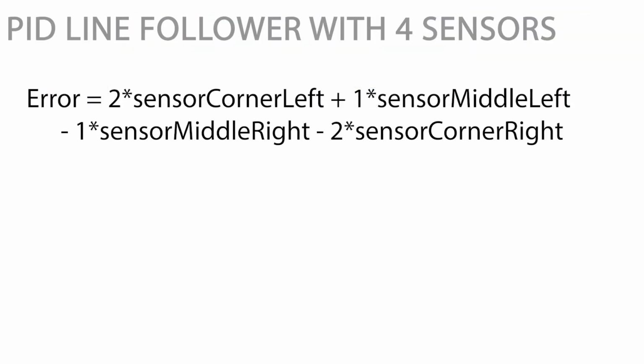Similarly, the line follower robot with 4 light sensors can be made. You just need to change the error calculation algorithm. Each sensor is given its own priority constant. Corner sensors have higher weight values than the middle sensors.